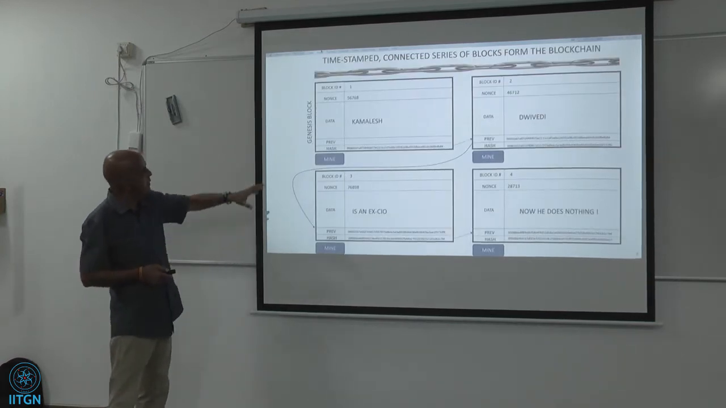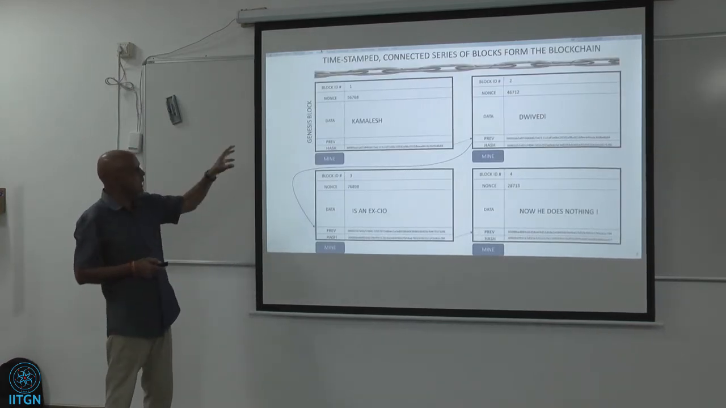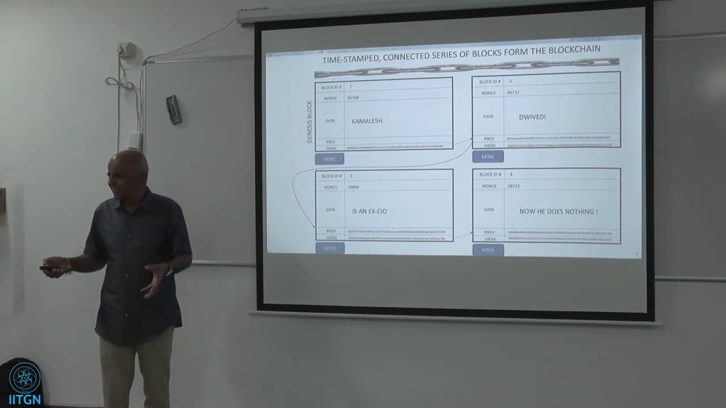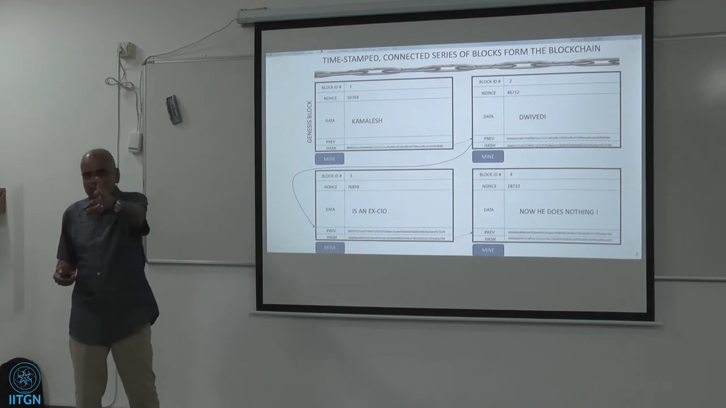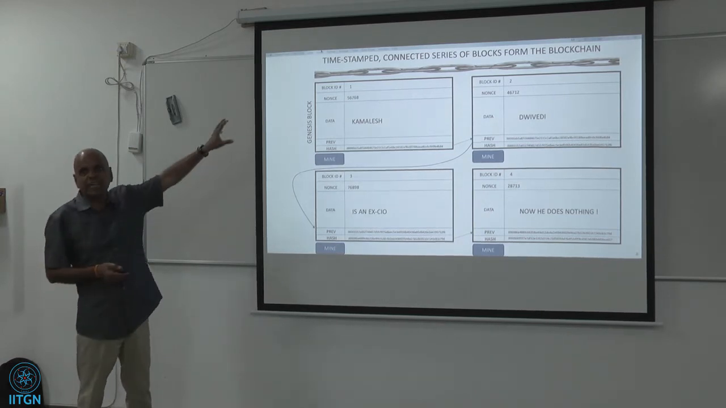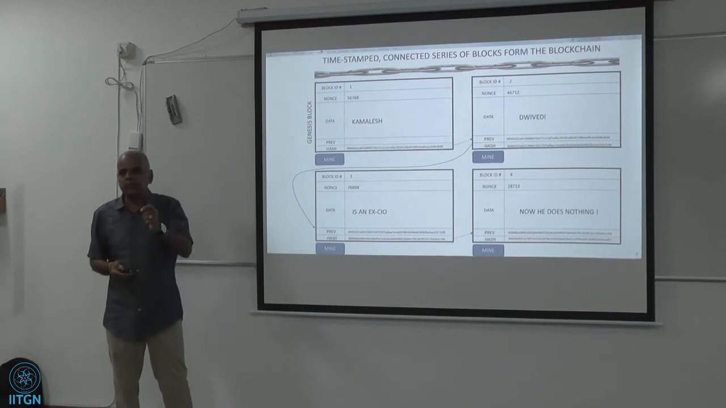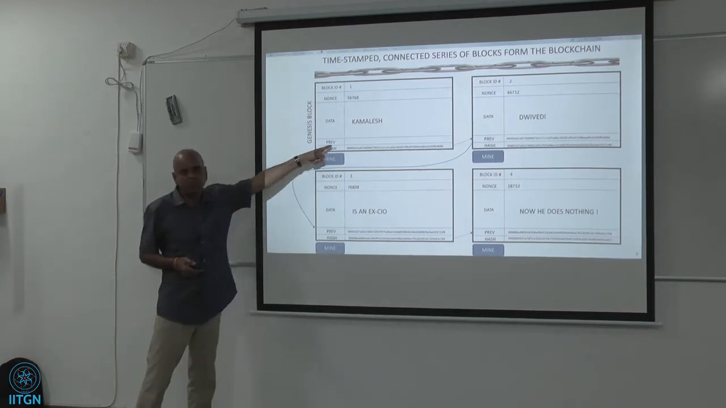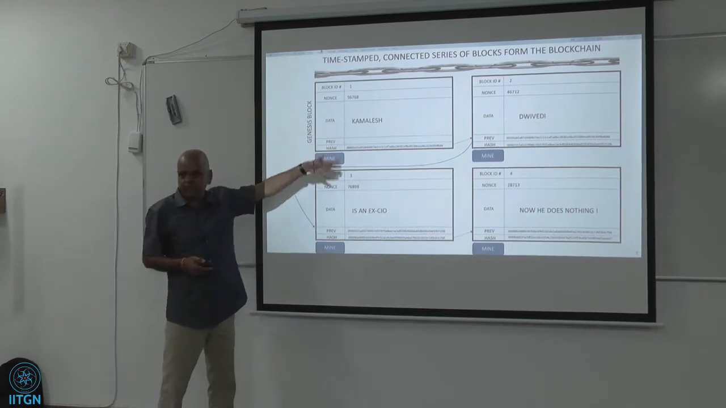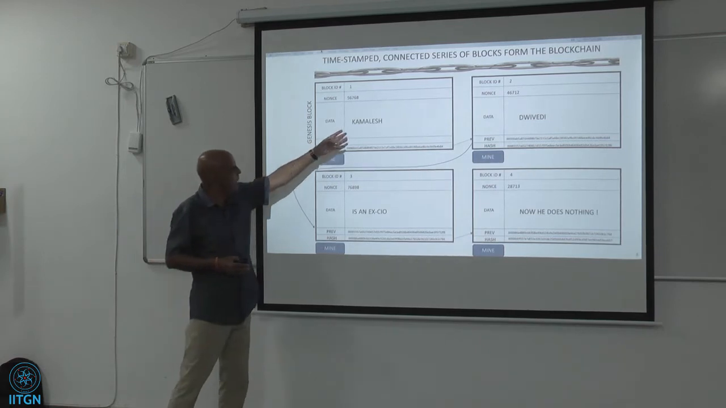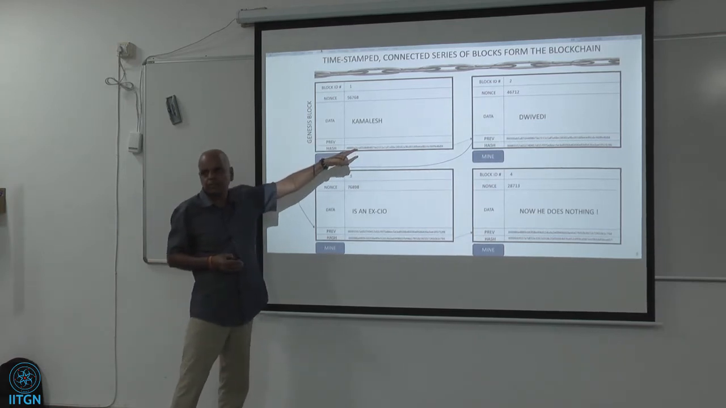So look at it here now. Timestamp: connected series of blocks make a blockchain. We talked about time earlier, that's where time comes in here. So the first block, the Genesis block, has no previous hash. It's blank here, you can see that. And data is using again the same kind of thing, so you can really drill down the idea. So Kamalesh has a unique hash.